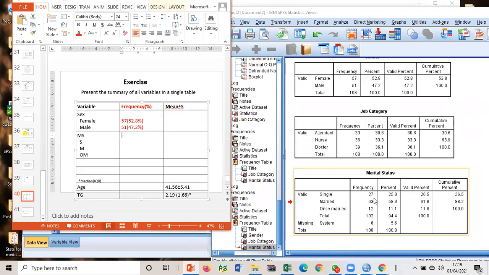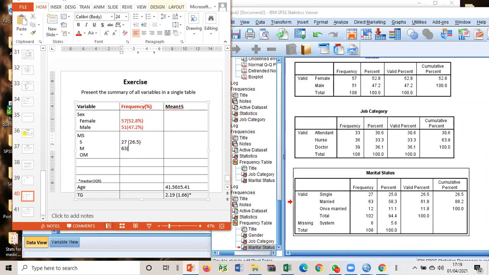Go to use number 27. 27, 63. What is the percentage here? 25. No, 26.5. Because there will be some missing values. Oh, I see. Right. Next one.